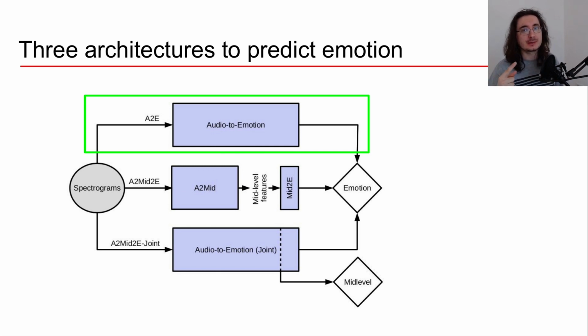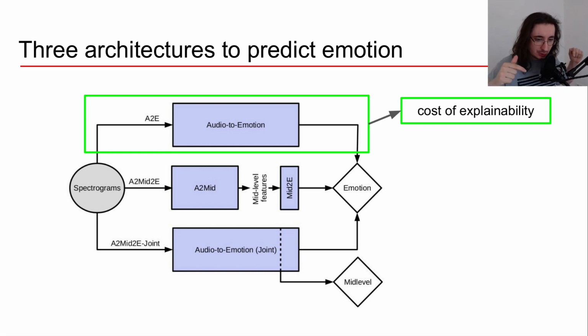Well, the assumption here is that this is going to be the architecture that's going to be the most accurate, the most performant. And so we can use this as a baseline to see how well the architectures that are explainable can do compared with the baseline. In other words, we can use A to E for the cost of explainability, and the authors defined the cost of explainability as the difference in the quality of the predictions of the baseline, which is A to E, against the other explainable architectures. We'll see this in more detail in coming slides.